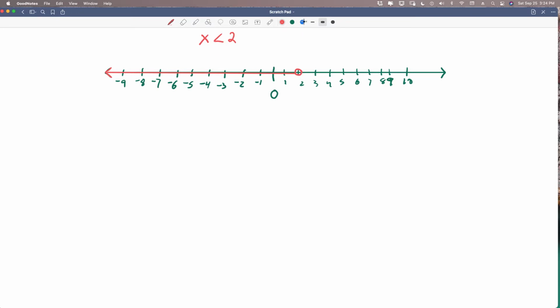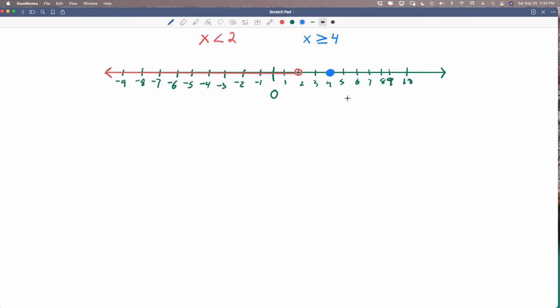However, let's say we had an expression that said x is greater than or equal to 4. How do we show that it includes 4, that it is also equal to 4? Well, again, we circle the 4, but then we fill it in. We say, yes, it starts at 4.